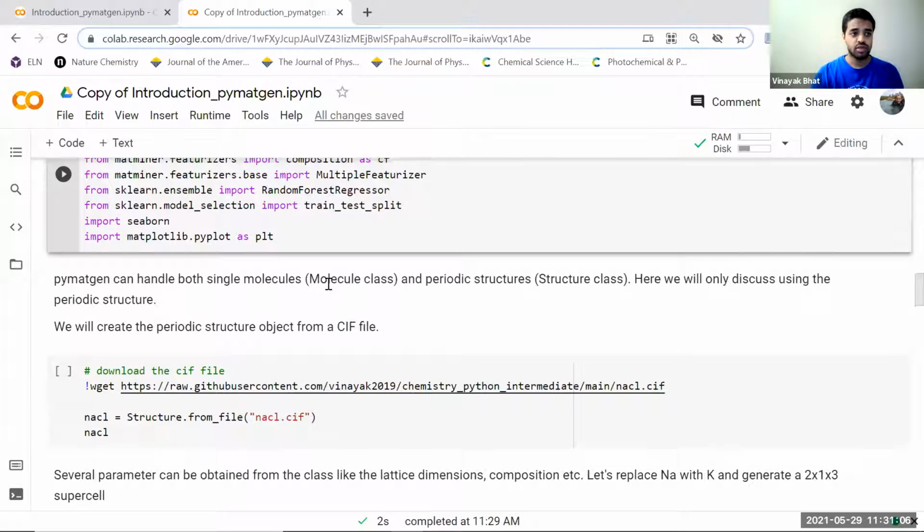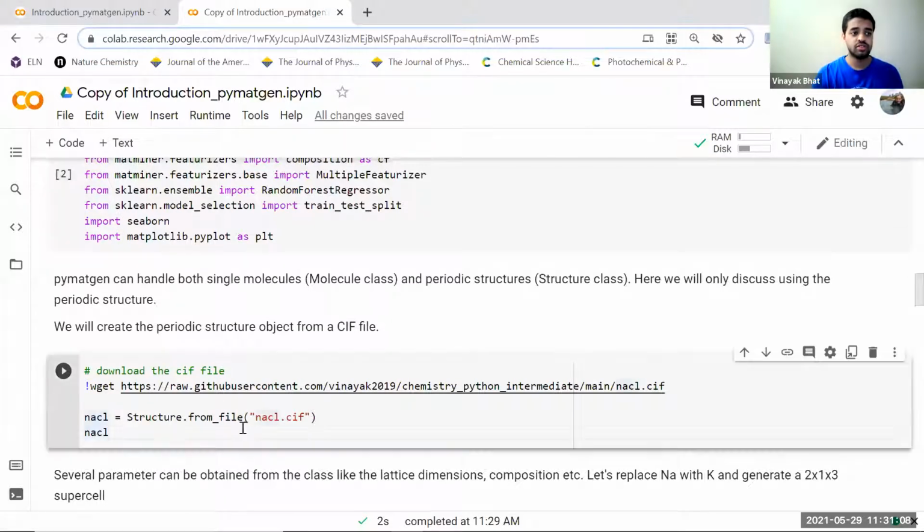To start with, we'll get the CIF file. CIF is Crystallographic Information Format, and that's something similar to PDB, but used for materials usually. And that's what we are going to get. We are going to get the NaCl for that.